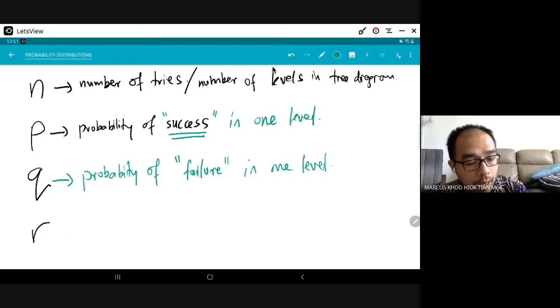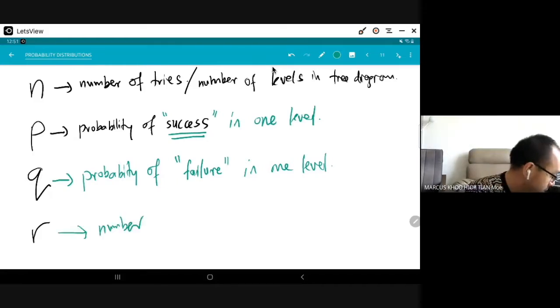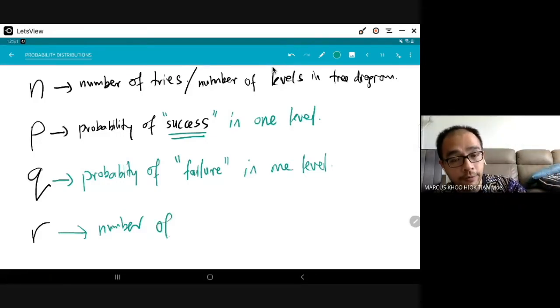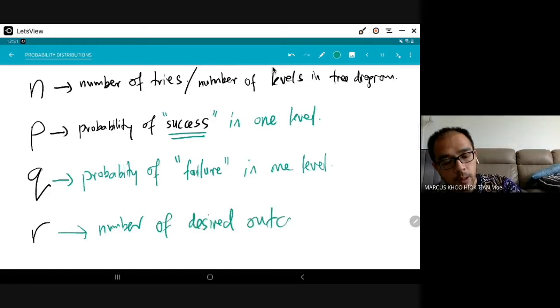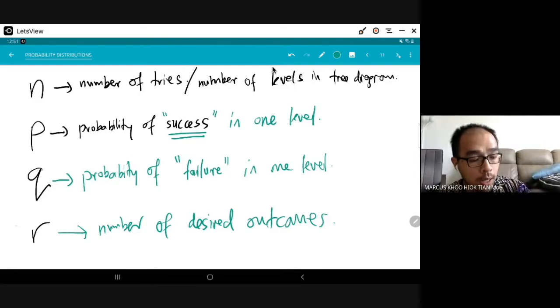Okay, R is the number of desired outcomes. So for R, if you are writing notes on this, or writing this in your textbook, I want you to star this R, and write somewhere there that it is usually given in the question.